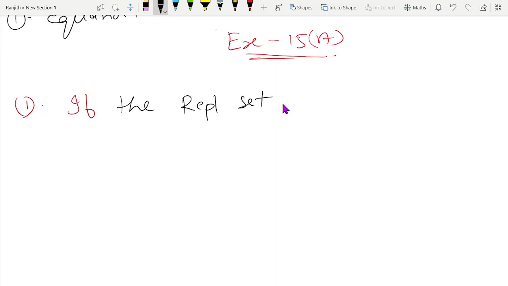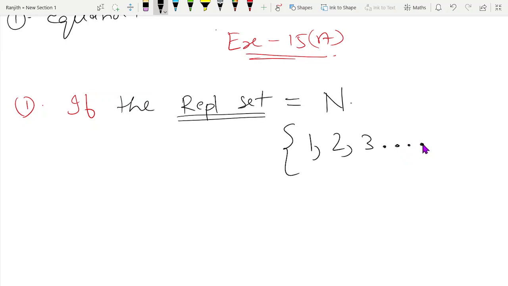If the replacement set is the set of natural numbers. Can you see the words replacement set given? Yes, sir. Replacement set. What is the replacement set? It is the set of what numbers? Natural numbers, sir. So I'll just write it like this. Natural numbers start from 1, 2, and it goes on like this. So I can't write all the numbers. That's the reason I've shown dots here. What do these dots represent? Infinite values.